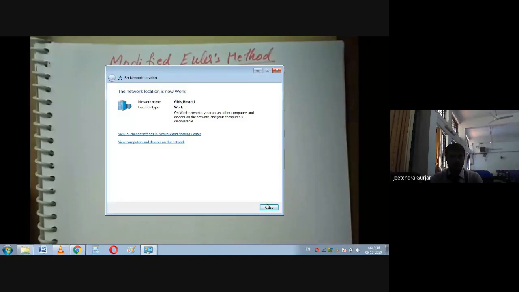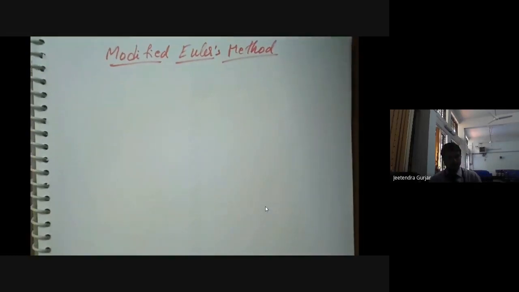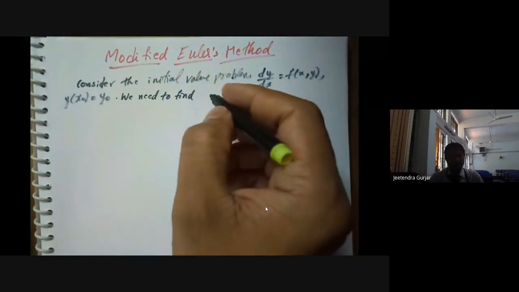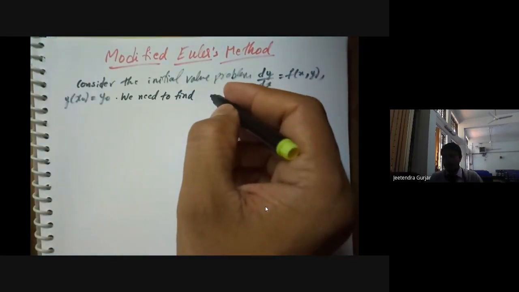To start today, modified Euler's method. Euler's method accuracy is poor. Therefore, we take the Euler's modified method. The accuracy increases in the Euler's modified method compared to Euler's method.